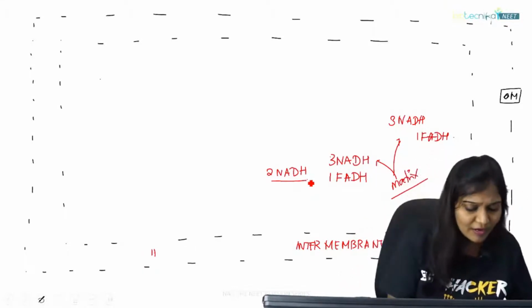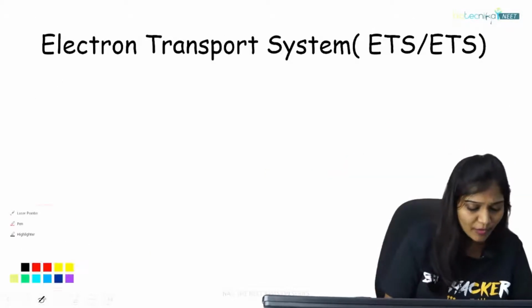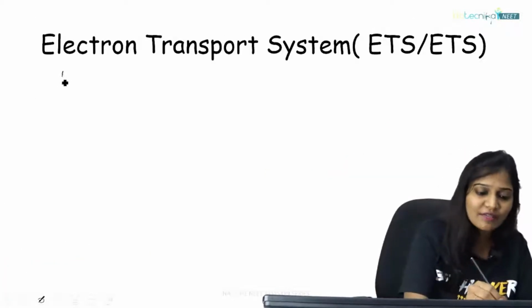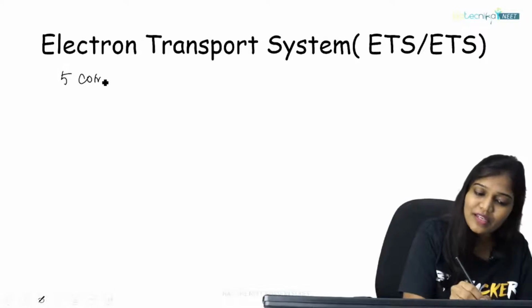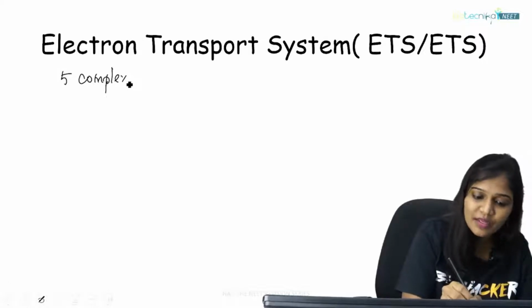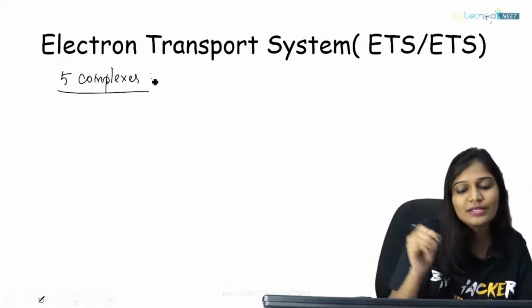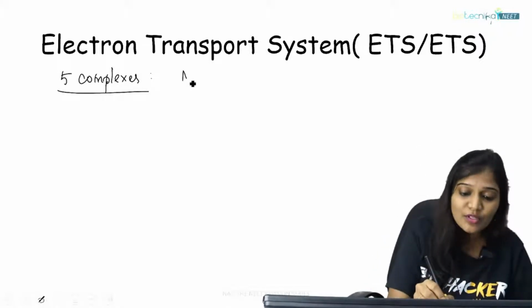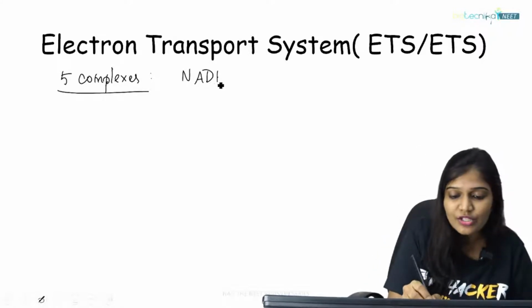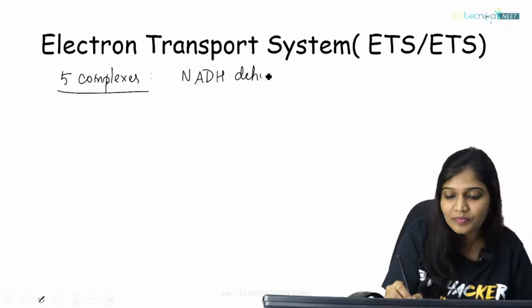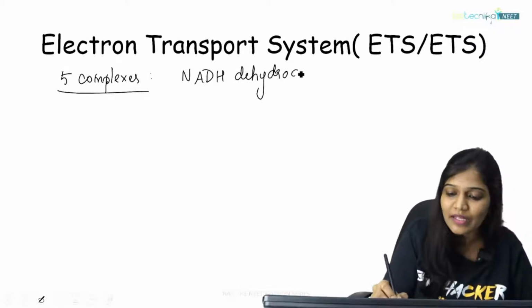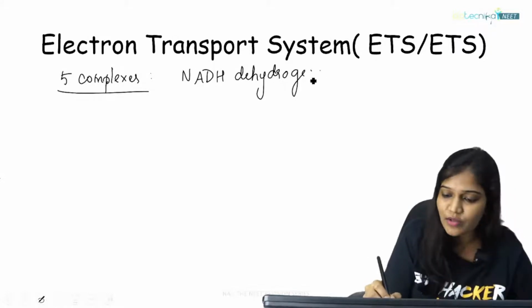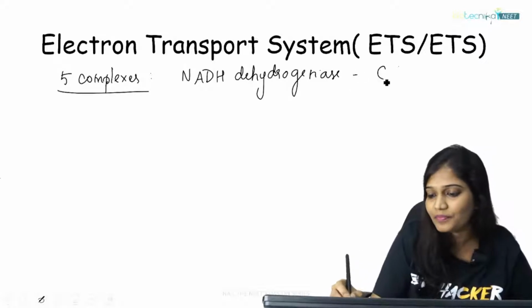And there are going to be 5 complexes. I'm going to talk about all the 5 complexes. These 5 complexes are very simple. They are normal proteins. These proteins are embedded proteins. I'm going to talk in detail. One is going to be NADH dehydrogenase. This is called complex number 1.